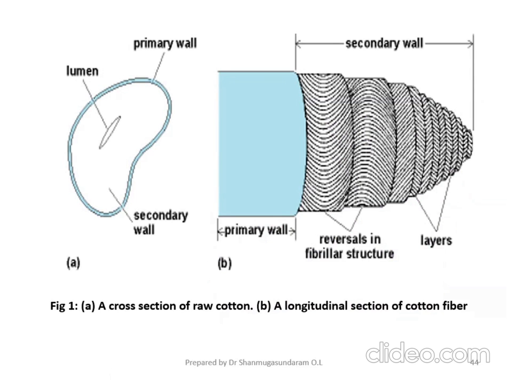So please look at the slide. This slide shows the entire cross-sectional view of your cotton fiber. Similarly, the longitudinal view of the cotton fiber. If you take the cross-section, it is more or less bean-shaped, or you can call it kidney-shaped. The center portion is the lumen. This is the primary cell wall. This is the secondary cell wall of the cotton fiber, and these are all the layers of the secondary cell wall.